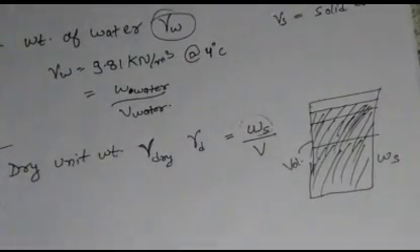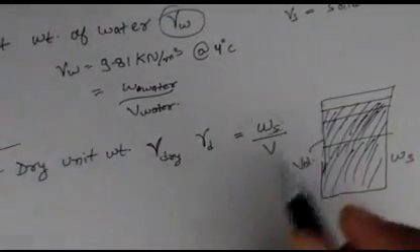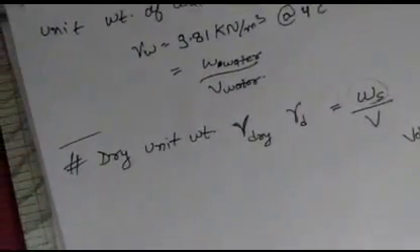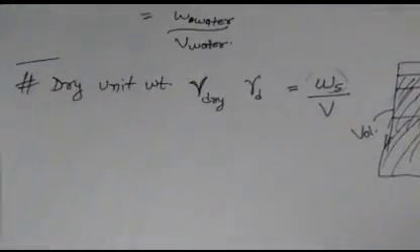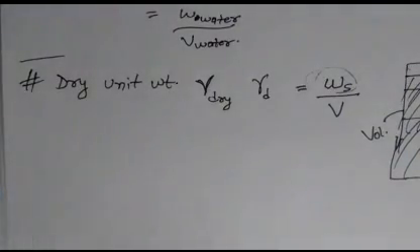So technically, when we're talking about dry unit weight, it doesn't involve water in the numerical part. It is just the weight of solids by volume of solids. How much solids are there in the particular volume, so that we can find the dryness. We are not actually accounting the weight of water. Okay, then we have saturated unit weight.